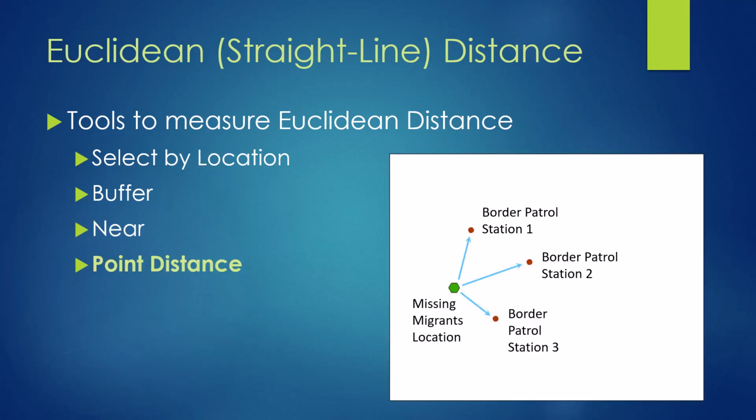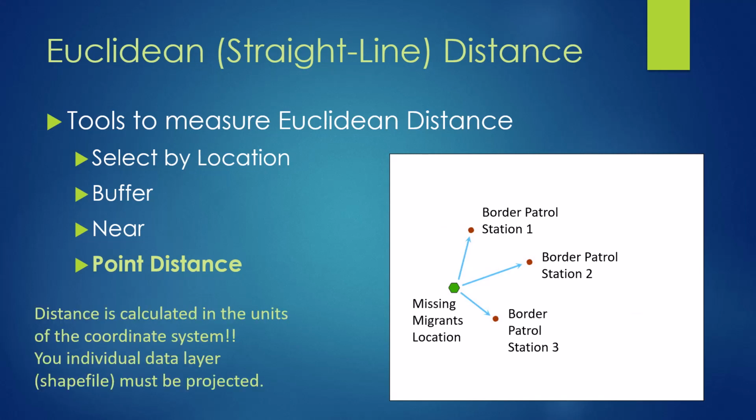Now the last tool that I want to describe is point distance, which calculates the distance from all points in one layer to all points in another layer. When you have multiple points in one layer and multiple points in another layer, and you need to calculate the distance from each one of the points in one layer to all of the points in another layer. Again, the distance will be calculated in the units of the coordinate system. So if the coordinate system uses meters, the result will be in meters.